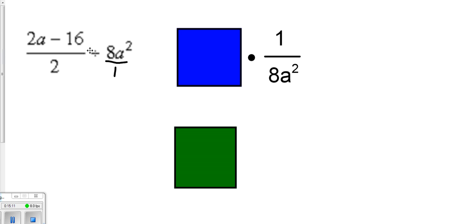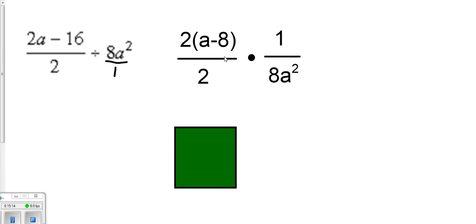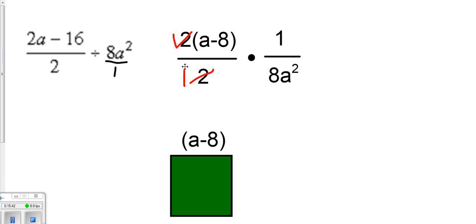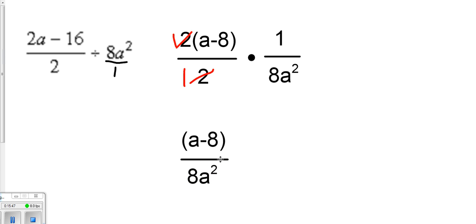This first one, we want to factor like we did before. This top piece, we can take 2 out of each of these. So we have 2 on the outside, a minus 8 over 2. Now, we cancel out factors, 2 and 2. So it's like we have a 1 here in each case. And that's really all that can cancel out. So 1 times a minus 8 times 1 means the top is just left with a minus 8. 1 times 8a squared means the bottom is just left with 8a squared.